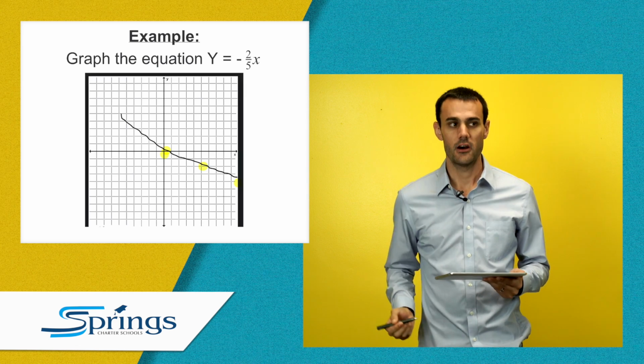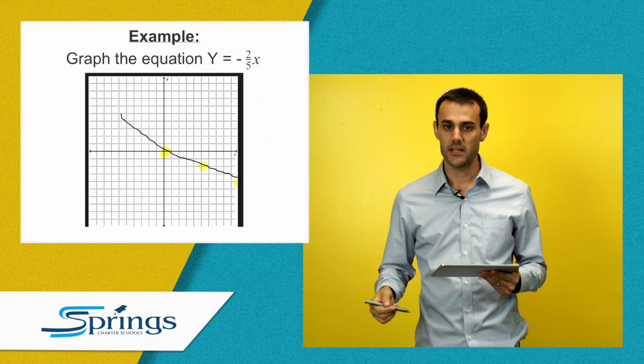There we go. All right, now we have our graph of our line, y equals negative 2/5 x.